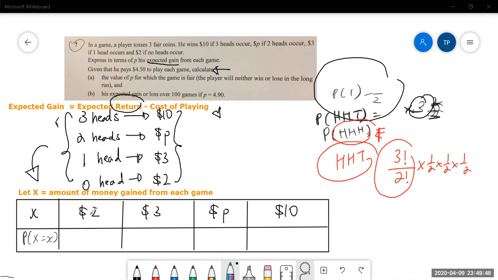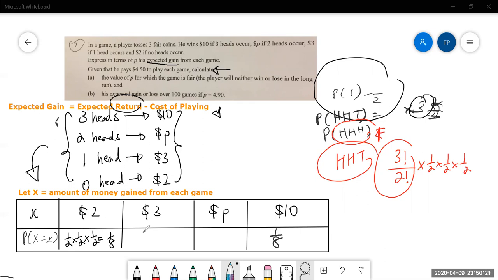So for $2, what's the probability of getting $2? Zero hits, half, right? So zero hits will be half times, yeah, half cubed, you're right. 1/8. How to get three? So to get zero hits and three hits is easier. Very nice. How to calculate this two? I actually don't know. I just do 1 - 2/8, then divide by 2.